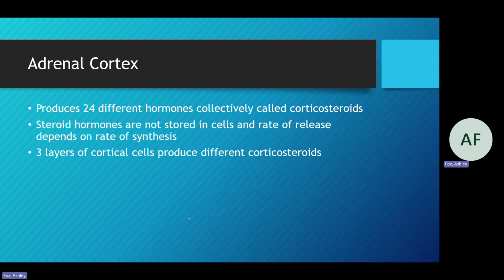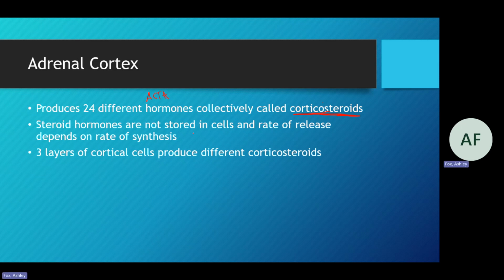So the adrenal cortex is going to release corticosteroids. These are going to be steroidal hormones that are released by the cortex. That's why they're called corticosteroids. So they, again, are responding to ACTH, adrenocorticotropic hormone.